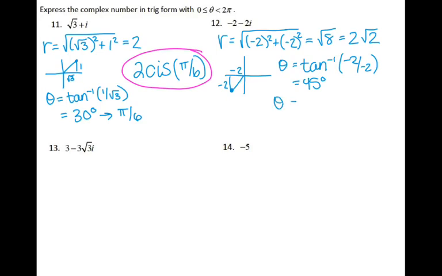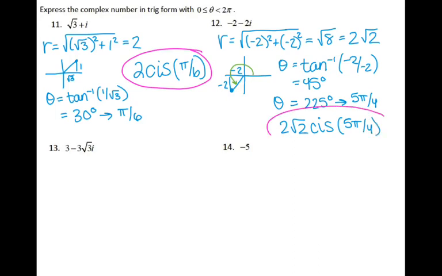Now we always want our angle in standard position, so that's going from my positive x-axis until I hit that complex number. So that in degrees is 225 degrees, or in radians is 5 pi over 4. Now I can write this in trig form, so I have 2 root 2 cosine plus I sine of 5 pi over 4. All right, let's keep going.